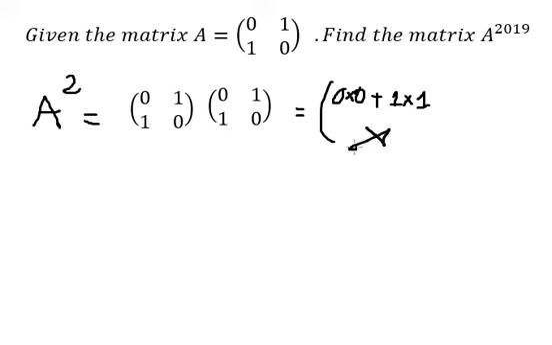About this location, that should be this one and this one. So number 1 with number 0 and number 0 with number 1.